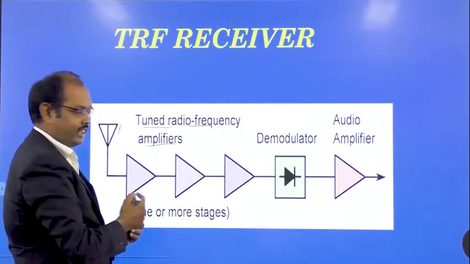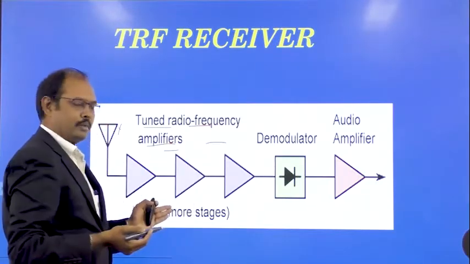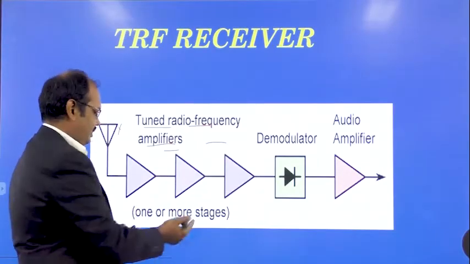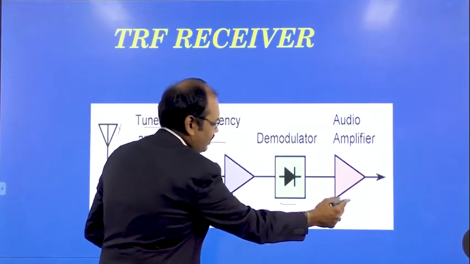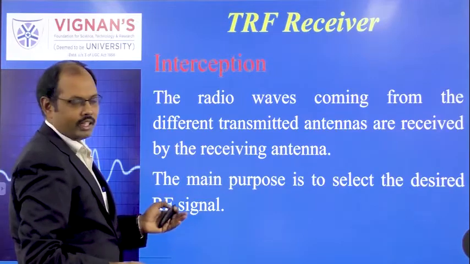This one is an antenna. So these are the amplifiers. Normally we will be using 2 to 3 RF amplifiers. And this one is a demodulator, and the last part is the audio. So we'll discuss the TRF receiver.